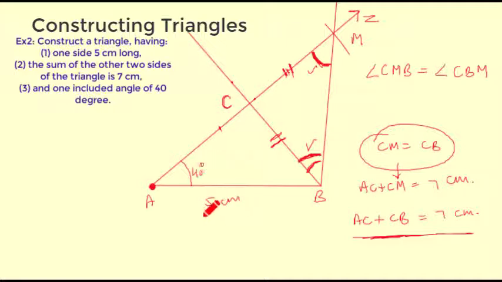You have one line segment which is 5 centimeter, a given angle of 40 degree, and the sum of the remaining two sides, which is the side AC, which is here, and the side CB, which is here, as equal to 7 centimeter. So this was a slightly tricky example to deal with.